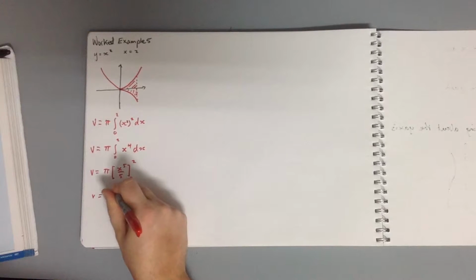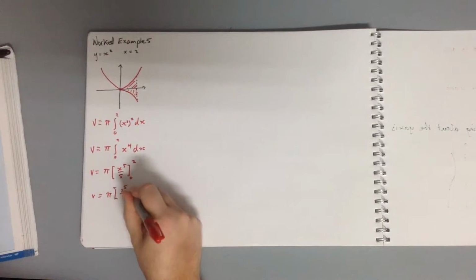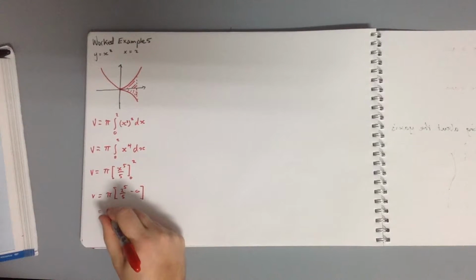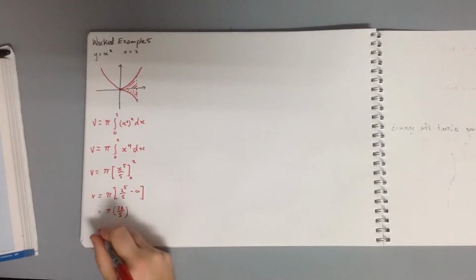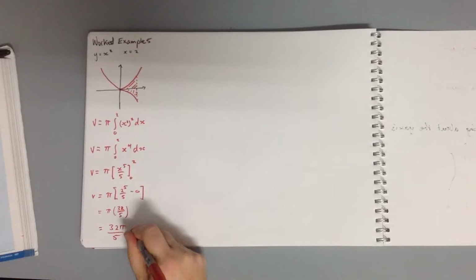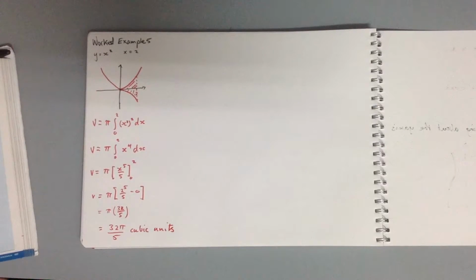We've got pi outside of 2 to the 5 on 5 minus 0. So that means we've got pi times 32 on 5, which means we get 32 pi on 5, and this would be cubic units. Okay, that's all there is to this one. So not too bad of a worked example.